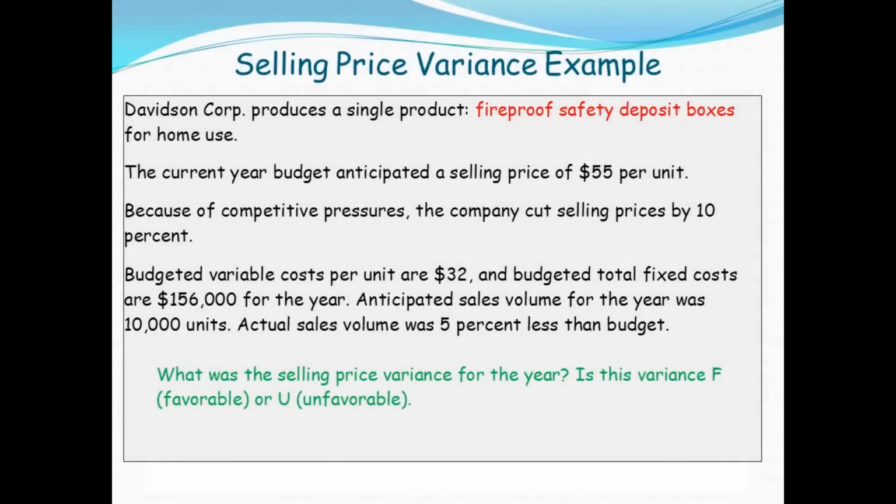What was their budget or standard price? What was their total sale? 500. Okay, let's go to actual. What was their actual volume? The sales were 5% less than budget, so it was 9,500. And what was their actual price? 49.50. So what was their actual? 470,250.